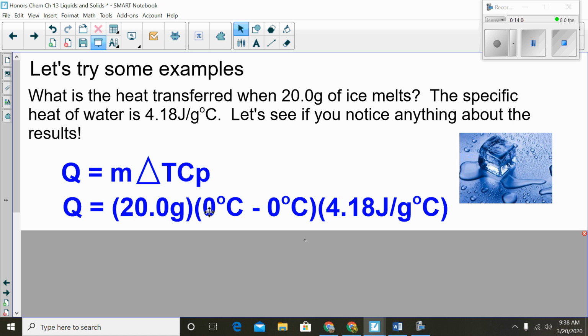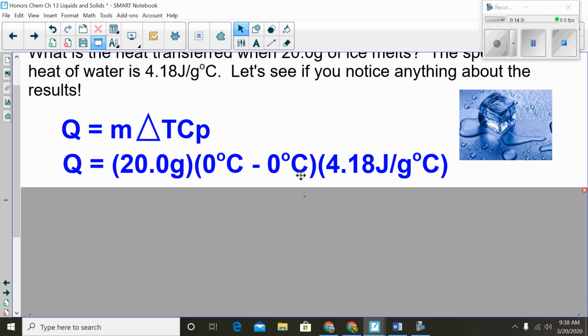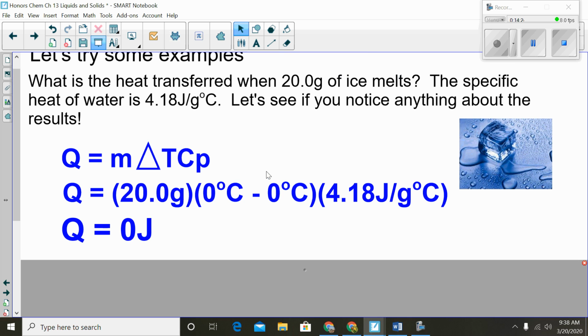Now, why do I have this 0 to 0? Well, what did I tell you in my original slides, right? Ice melts or ice freezes at the same temperature. So it's 0 to 0, right? It's that straight line on the curve. It's this point right here. So that's 0 degrees. The temperature is not changing. Okay? So if you try to plug this in mathematically, your answer is 0. So what this is indicating is that there's no energy being transferred when ice melts. So if we follow the original Q equation, that's what it would tell us.